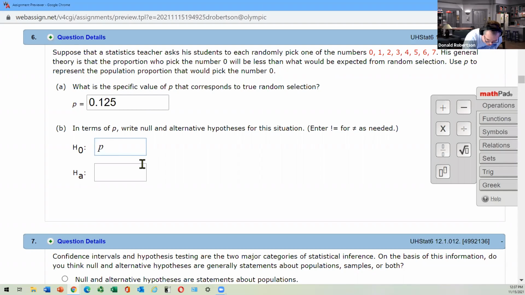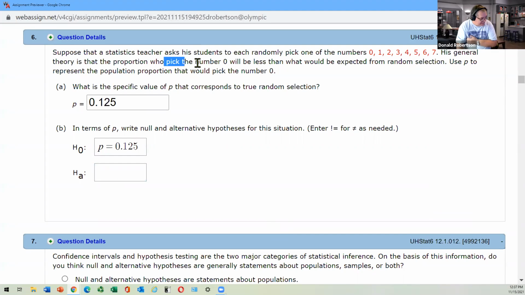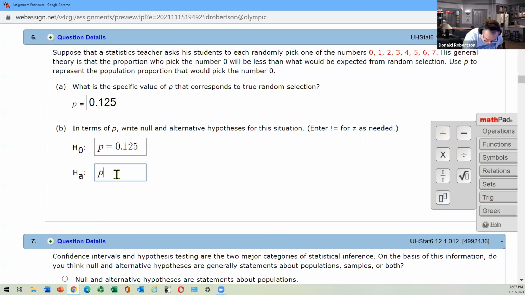Now, if you want to set this up, won't you say P is 0.125? There's nothing to see here. People pick 0 just as likely as to pick a 2. The alternate, based on what the professor suspects, can you see it there? Less than. So we are going to go P less than 0.125.